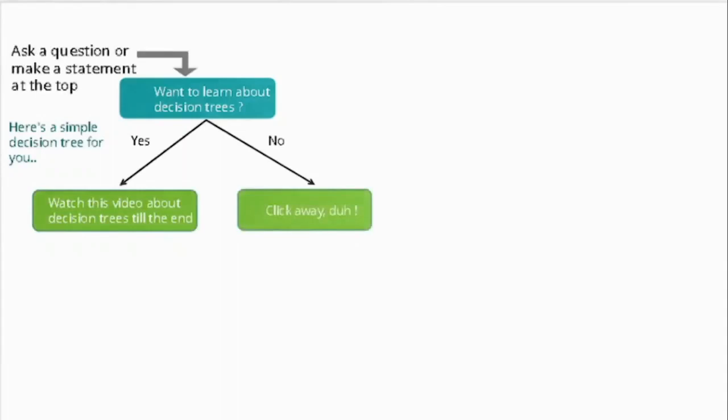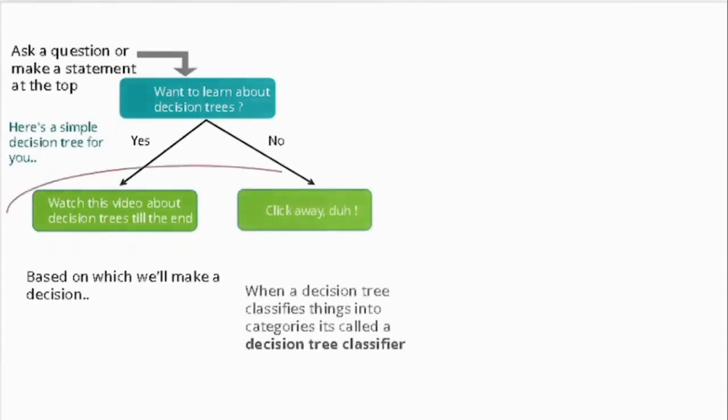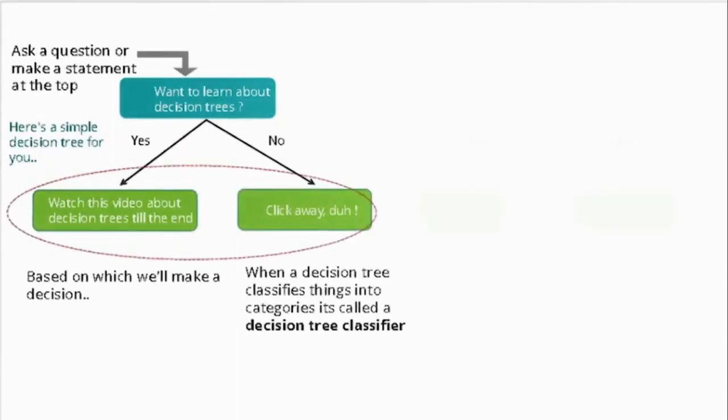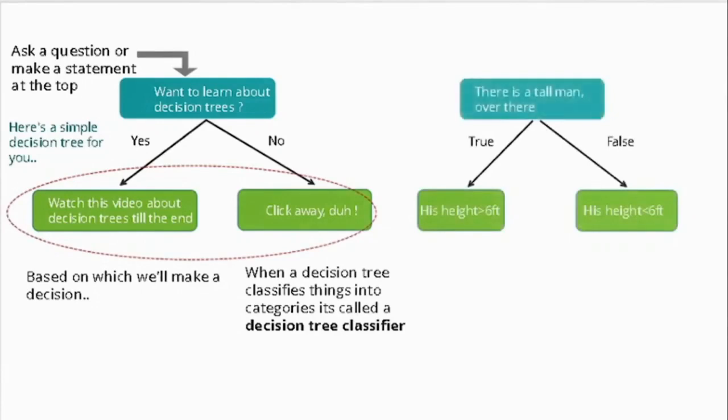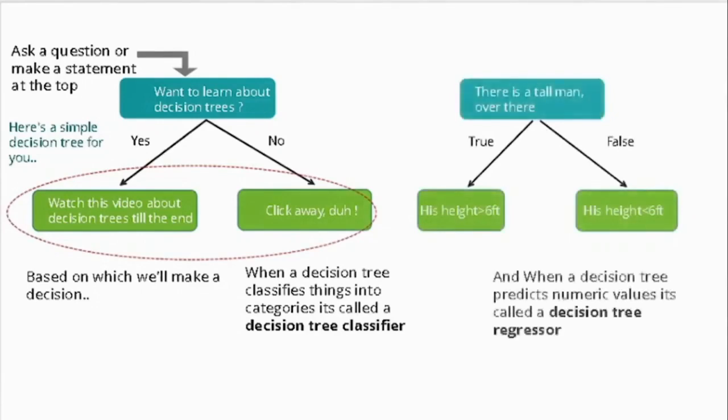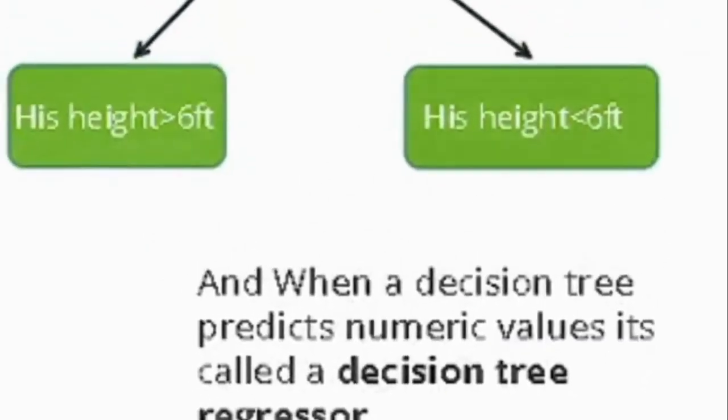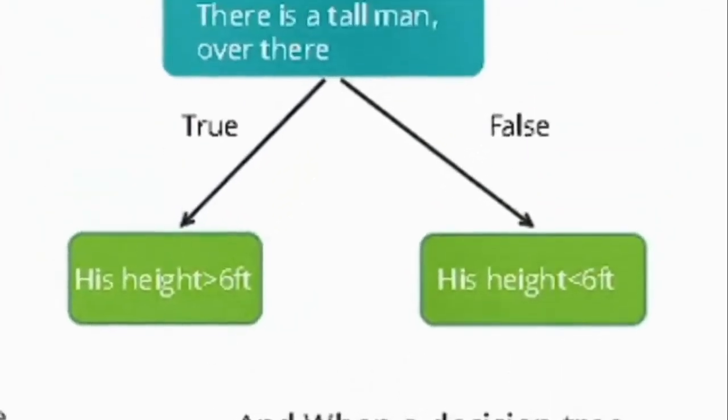At the top of the tree, we either ask a question or make a statement. When a decision tree classifies things into categories, it's called a decision tree classifier. But when a decision tree predicts numeric values, it's called a decision tree regressor. In this example, we consider a numeric attribute to make a decision.